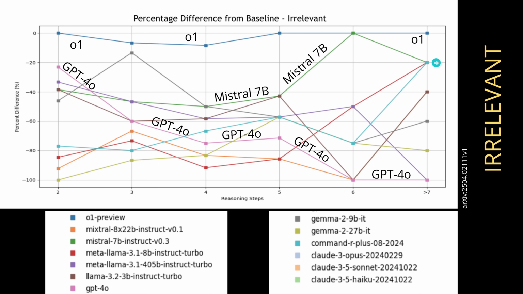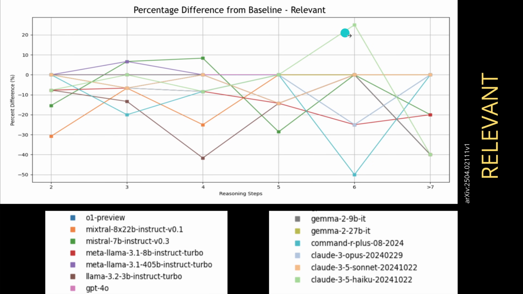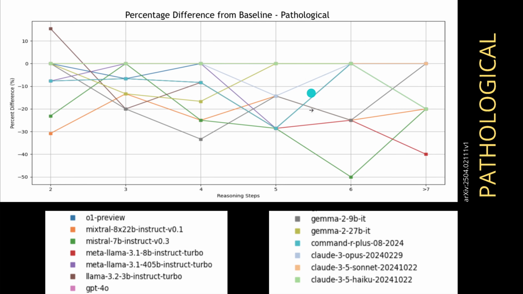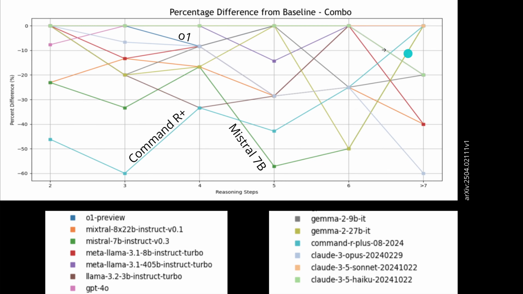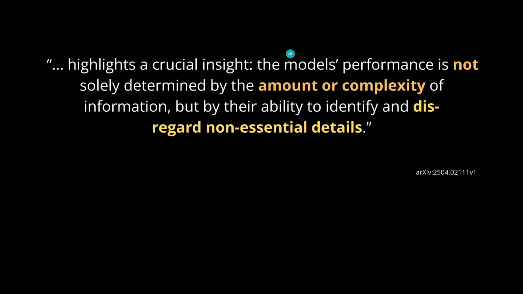But we lack a deeper understanding of why this is happening. You can look here at the relevant information. You see, each model is special. Pathological information, each model is special. And the combo, yippee, all over the place. So what do we know about the reasoning capabilities if we fill up here irrelevant information? We have no understanding of what's happening. We are looking at it, we say amazing, but we have no deeper understanding why.